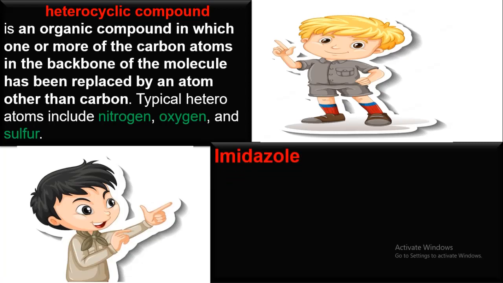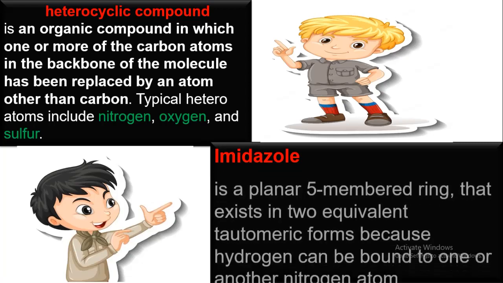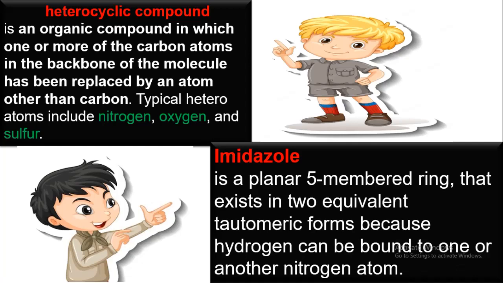The other term which I asked was, what does imidazole mean? Imidazole is just a planar 5-member ring that exists in two equivalent tautomeric forms, because hydrogen can be bonded to one or another nitrogen atom. What do you understand by tautomeric forms? Like when you talk of the 2 tautomeric forms of adenine, what do you understand by that?